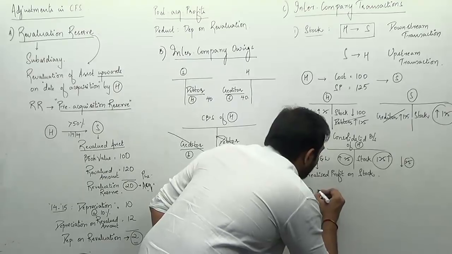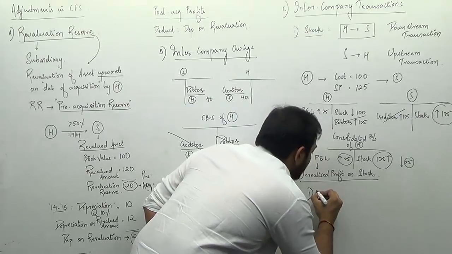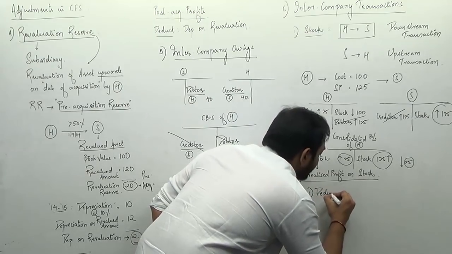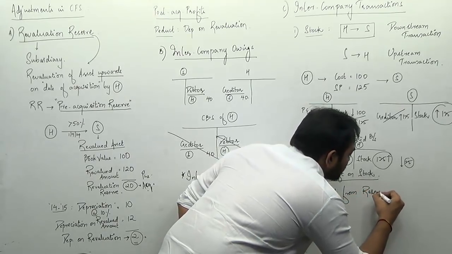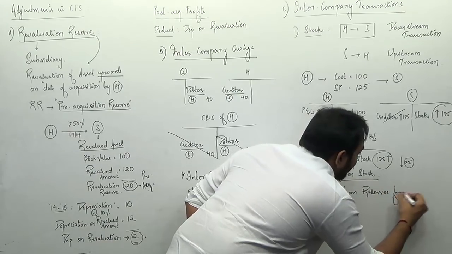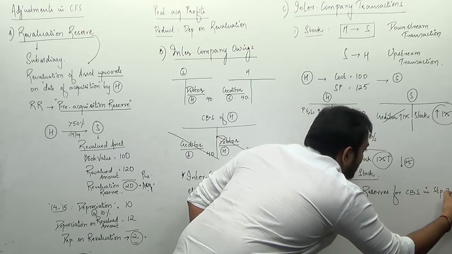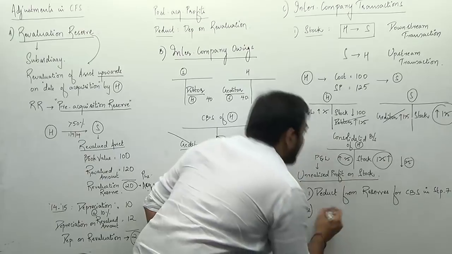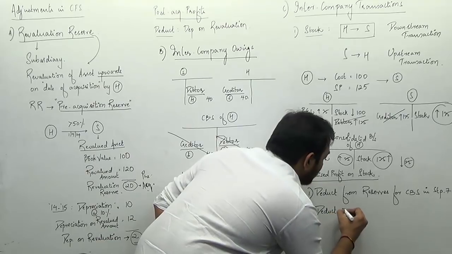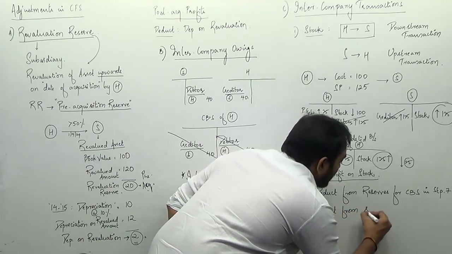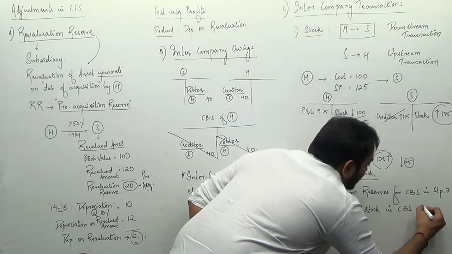The first one, the unrealized profit on stock. The first adjustment is deduct from reserves for CBS in step 7, and the reduction of stock, deduct from stock in the consolidated balance sheet, that is step 8.